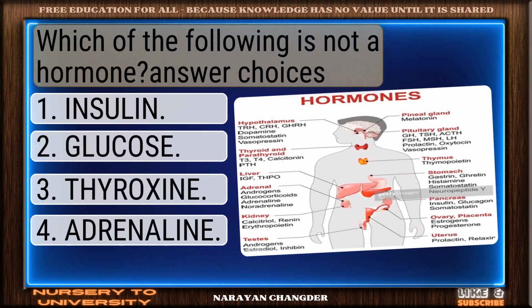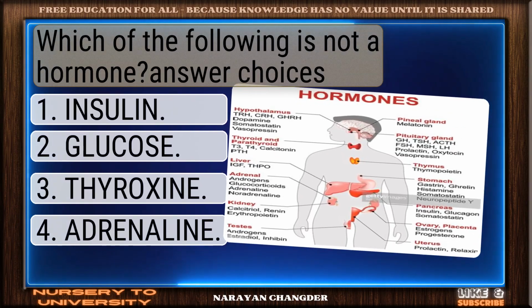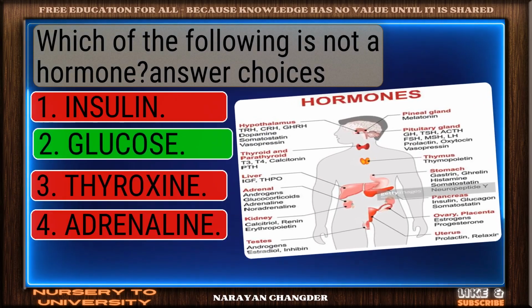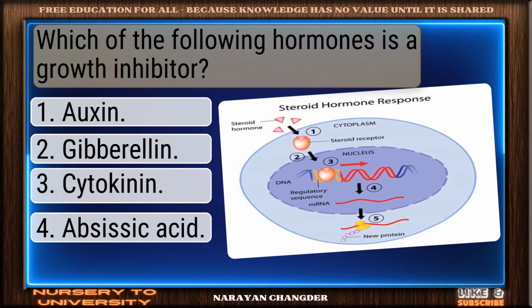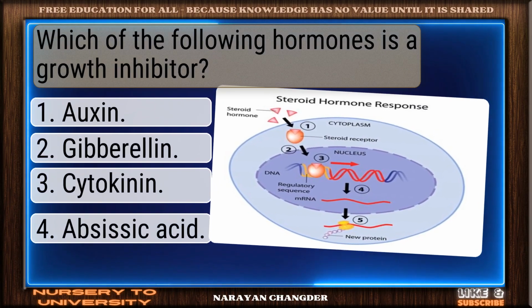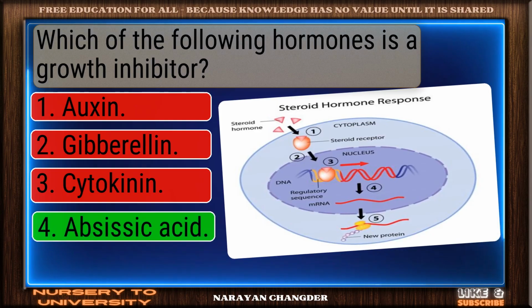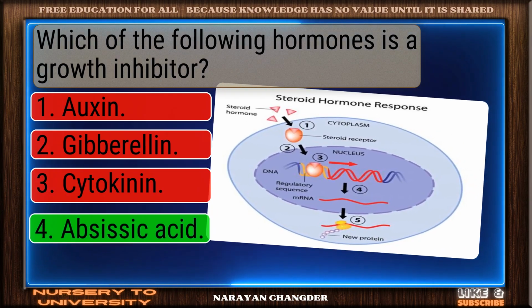Which of the following is not a hormone? Answer choices. Bravo, glucose is the answer. Which of the following hormones is a growth inhibitor? Right choice. Abscisic acid is best.